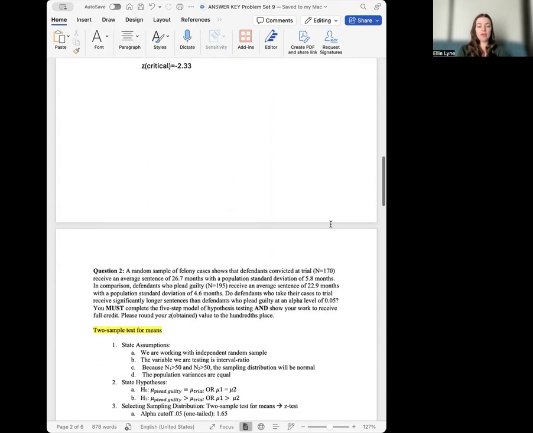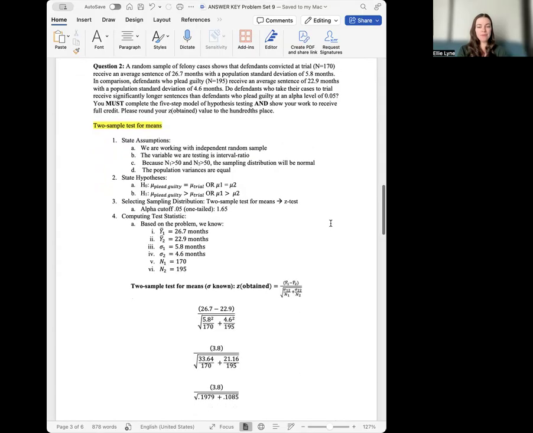So let's take a look at our second question here. Okay, question number 2. A random sample of felony cases shows that defendants convicted at trial with N of 170 receive an average sentence of 26.7 months with a population standard deviation of 5.8 months. In comparison, defendants who plead guilty with an N of 195 receive an average sentence of 22.9 months with a population standard deviation of 4.6 months.